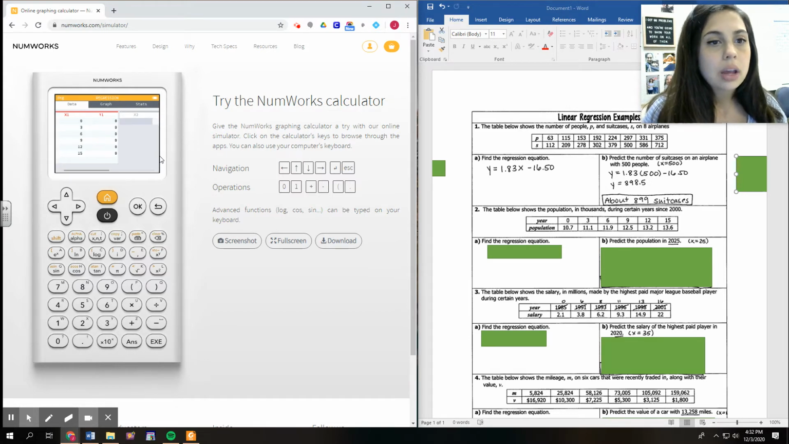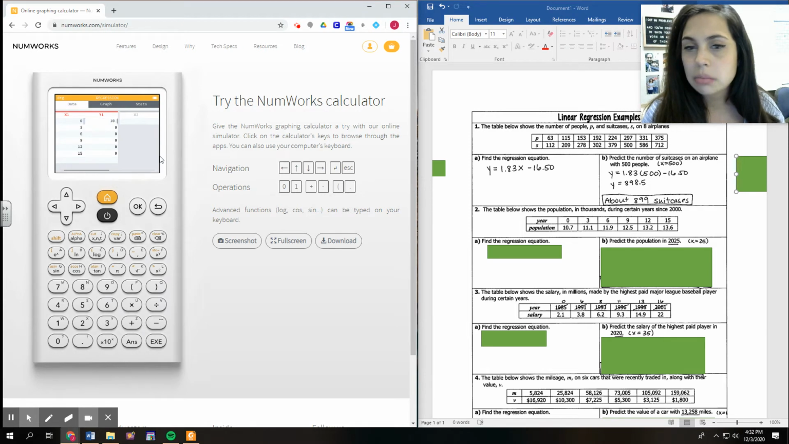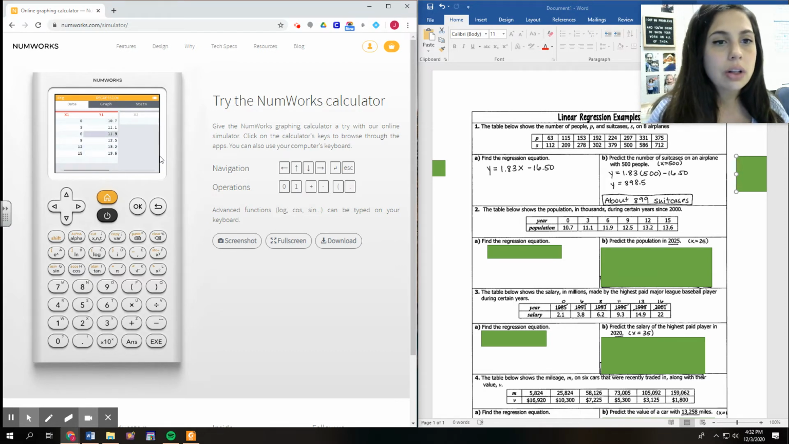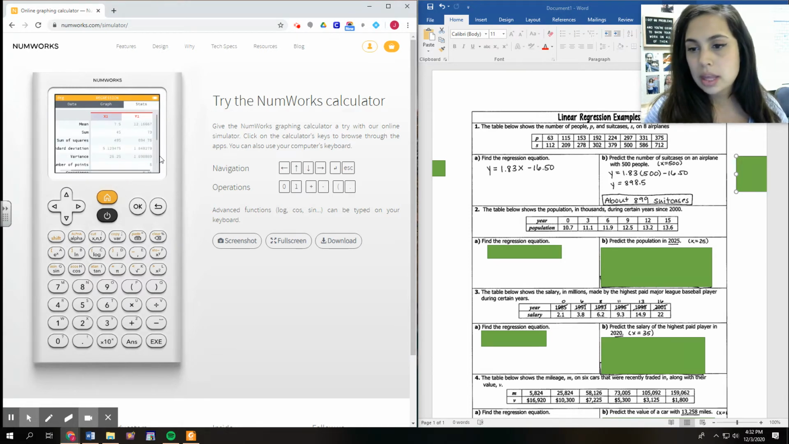Okay, and we'll put the corresponding y values in here. We have 10.7, 11.1, 11.9, 12.5, 13.2, and 13.6. Okay, so let's see how close this calculator is to what the answer key has.